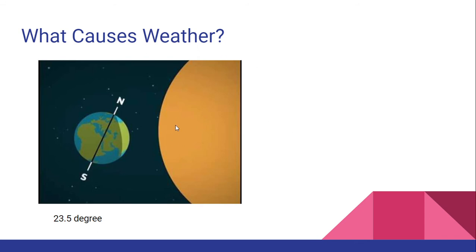So again, the major cause of the bigger weather, like the seasons, is the tilt of the Earth on its axis.